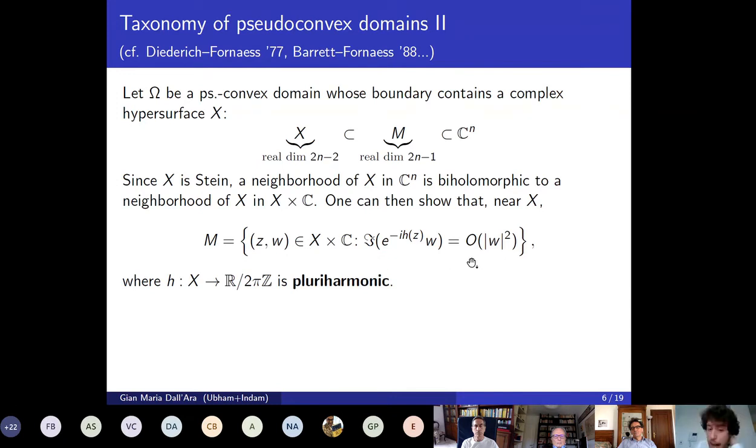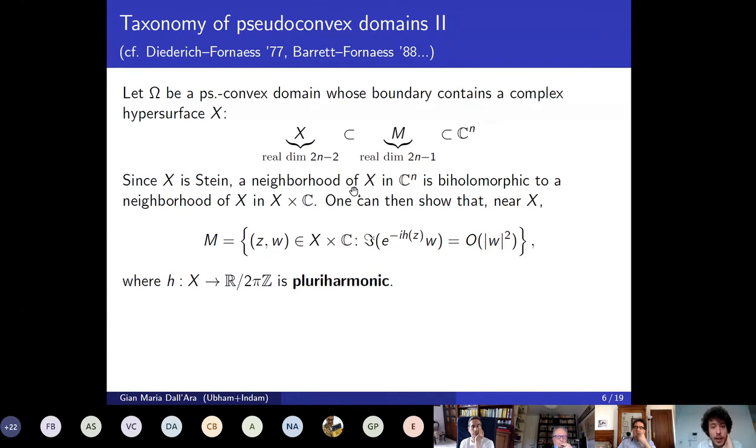The imaginary part of e to the minus i h of z, where h of z is a smooth real valued function, times w, is equal to something that vanishes to second order in the variable w. The important thing is the fact that the function h is pluriharmonic. It can be shown to be pluriharmonic.